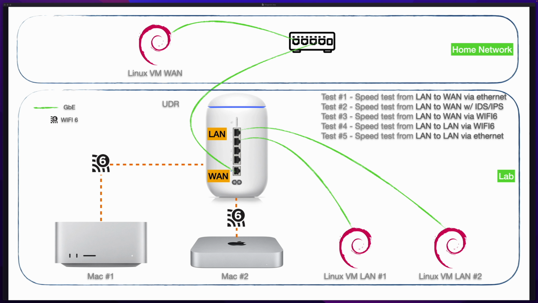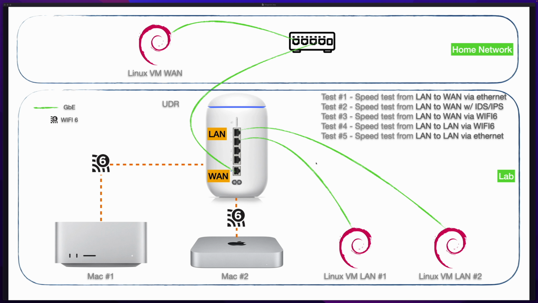So let's briefly talk about the 5 different tests. First, of course, from LAN to WAN. Second, I'm going to enable IDS/IPS. You may know even for the much more powerful UniFi routers such as the UDM Pro or UXG Pro, once you enable IDS or IPS, the performance will be dramatically impacted. So let's see how it works in this little brother, the smaller router.